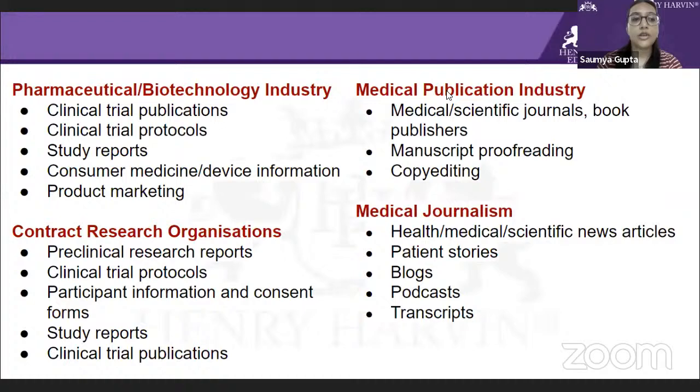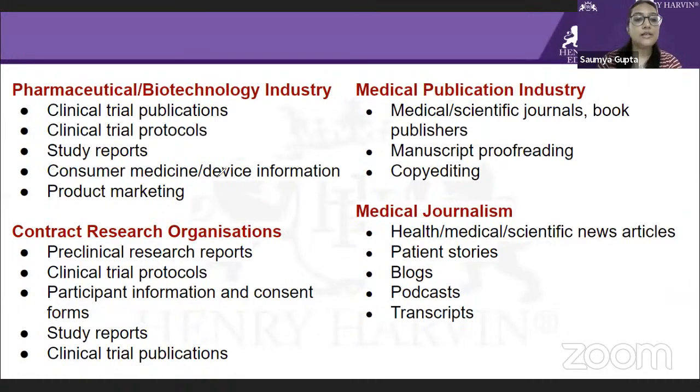Okay, so I was telling about the scope of medical writing. It is not limited to a single industry. In multiple industries, medical writers will get employment. They can have the opportunity to work as freelancers also. They can work part-time as well as full-time employees. In the pharmaceutical and biotechnology industries, they are involved in making documents related to clinical trials, like clinical trial publications, clinical trial protocols, and clinical study reports. They all are related to clinical research.